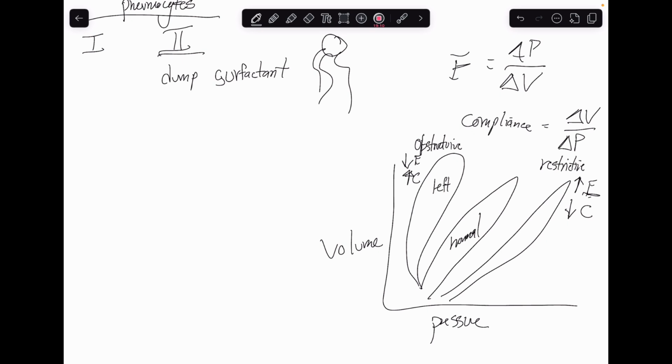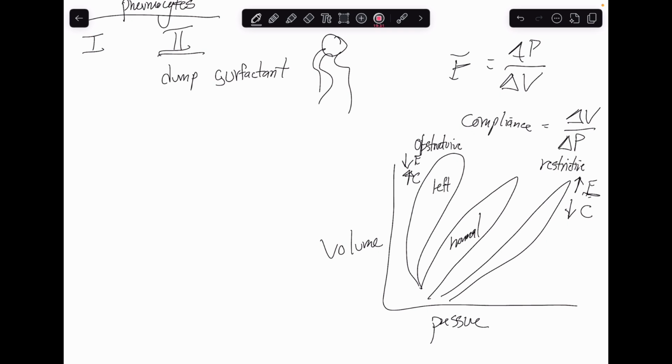So an example of an obstructive disease is COPD, that's really, I think, textbook of it. Another one's emphysema, which you can get from smoking, so don't do drugs, kids. And then asthma is also an obstructive pulmonary disease.